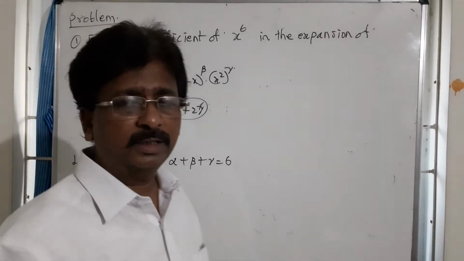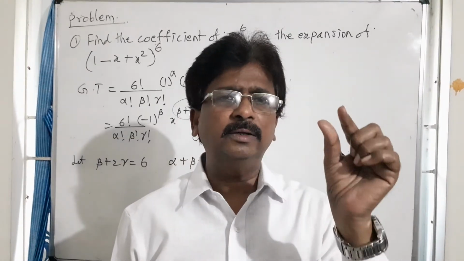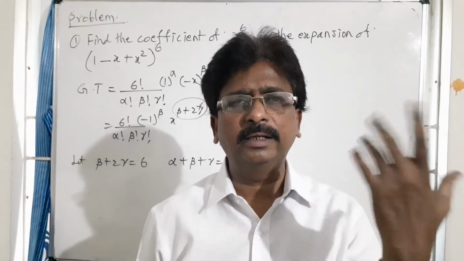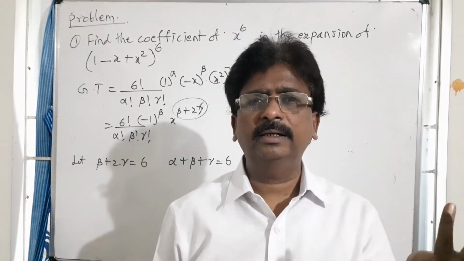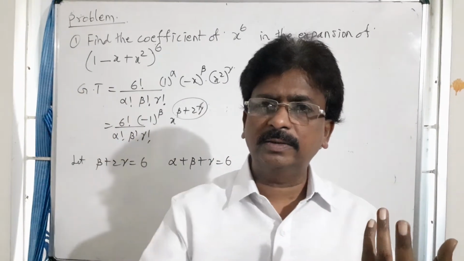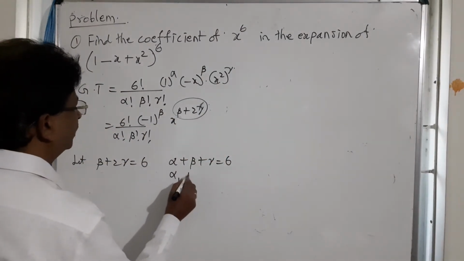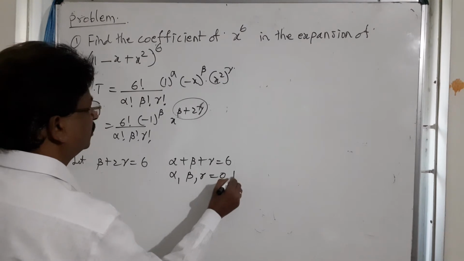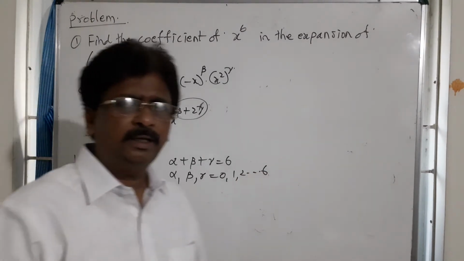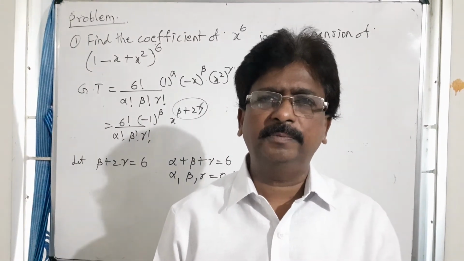And one more general condition: each exponent lies between 0 and n, never exceeding n and never going below 0. So alpha value is 0 to 6, beta value 0 to 6, gamma value also 0 to 6. So each of alpha, beta, gamma is equal to 0, 1, 2, 3 up to 6 only. Now here, solving algebraically is not possible.